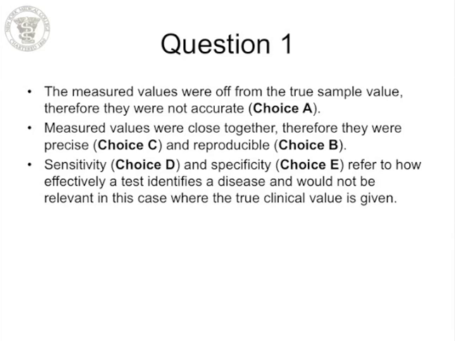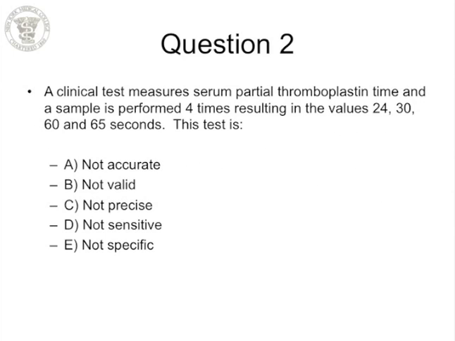So this question shows that measured values are off from the true sample value and therefore not accurate. However, the measured values were close together, therefore they were precise and reproducible. Hence, these two words could be almost used synonymously. The concepts of sensitivity and specificity refer to how effectively a test measures a disease, and it really would not be indicated in this case where true clinical value is not given. So these are really irrelevant answer choices.